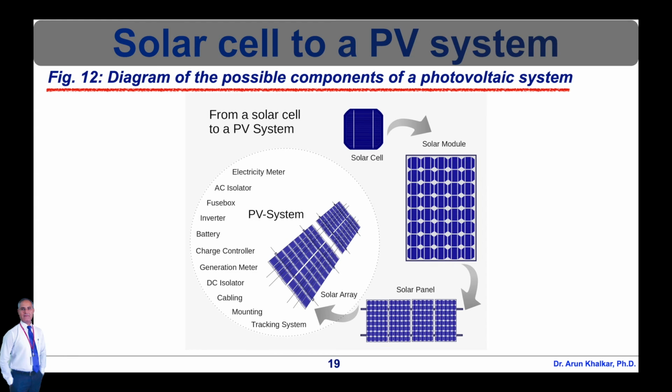After the installation of several solar modules, a solar panel is fabricated. And furthermore, this solar panel is connected to the several PV system parameters, which are electricity meter, AC isolator, fuse box, inverters, batteries, charge controller, generation meter, DC isolator, cabling, mounting and tracking system. So this is just an overall look at the possible components of the photovoltaic system, in which the solar cell is one of the important components.